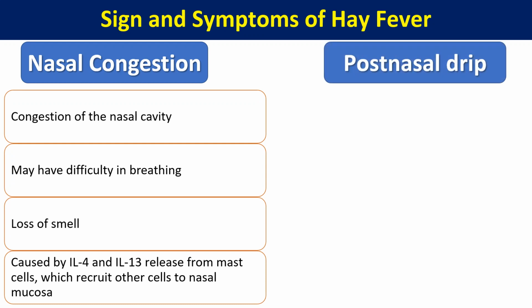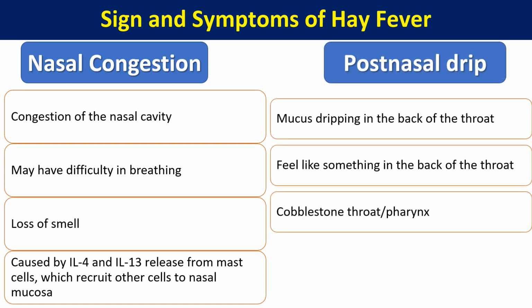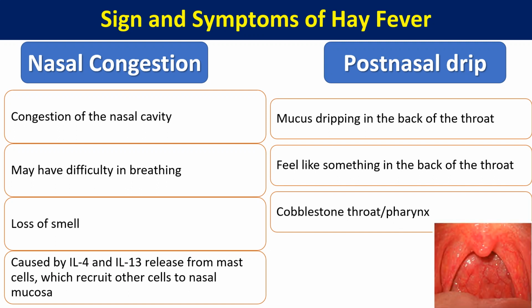The fourth important symptom is called post nasal drip. In this case, mucus is going to be dripping from the back of the throat. Because of the high amount of mucus production, it looks like the mucus is dripping, so it feels like something is in the back of the throat, and cobblestone throat or pharyngitis will be caused. So you can see in the back we mainly have post nasal dripping.